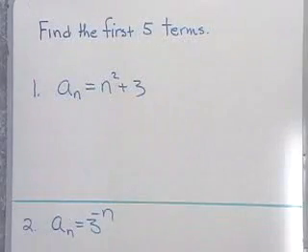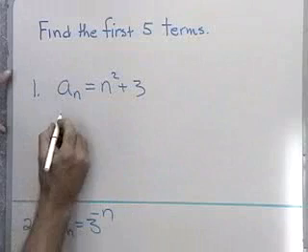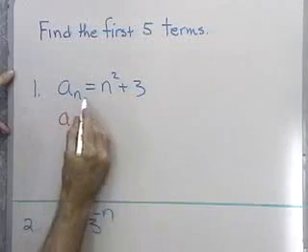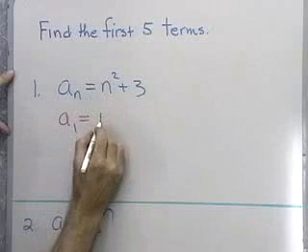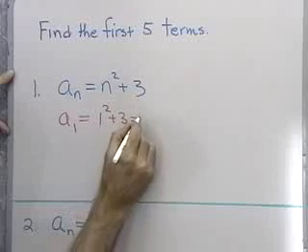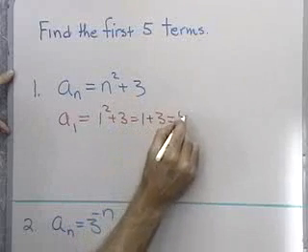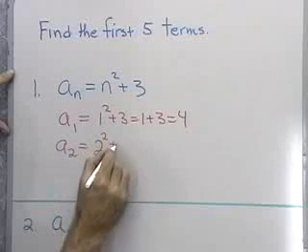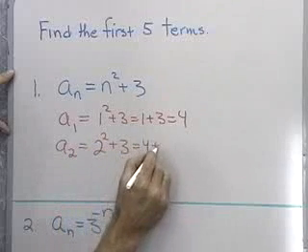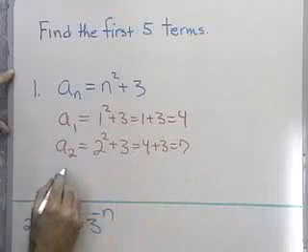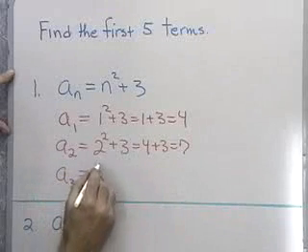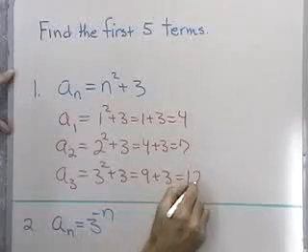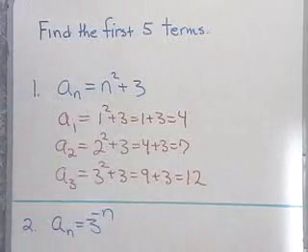So I've written down here, write the first 5 terms. Okay, so the first 5 terms for this sequence, the first term is a1, and so that will be what I get when I replace n with 1. I get 1 squared plus 3, which is 1 plus 3, which is 4. a2, the second term, replace n with 2. 2 squared plus 3, that's 4 plus 3, that's 7. a sub 3, 3 squared plus 3, that's 9 plus 3, that's going to be 9, 10, 11, 12. So I get 12 for that.